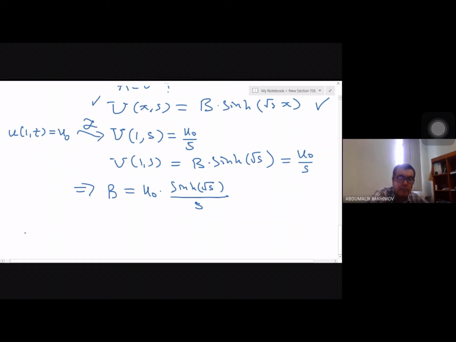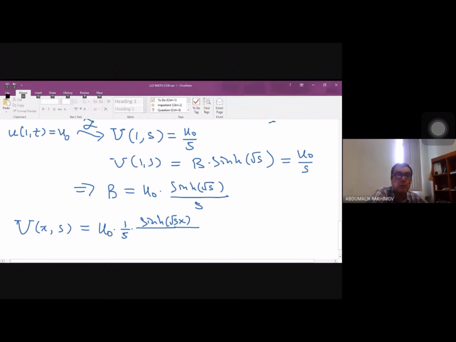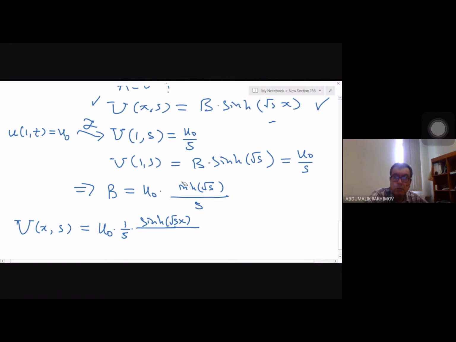Now I can substitute b here and find U capital. U(x,s) is equal to b, which is U0 times 1 over s, then the sine hyperbolic root of s x, and then this one, which is in the denominator, sorry: it goes in the denominator, sine hyperbolic root of s.